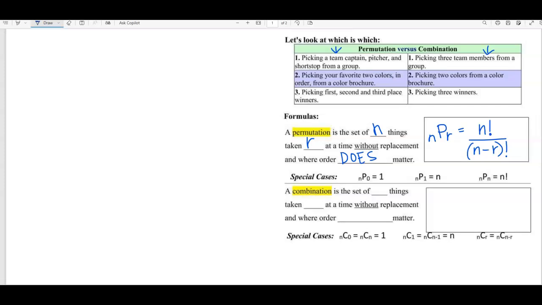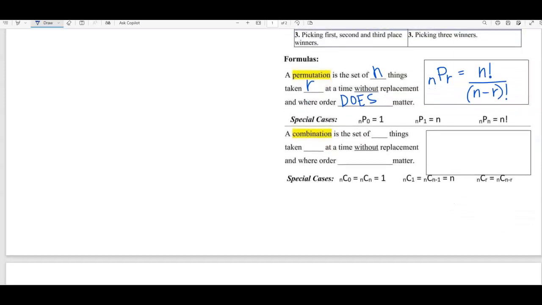Some special cases are labeled here. Those are just good to remember. When r is 0, it's equal to 1. When r is 1, it's equal to n. And when n and r are both equal, this just equals n factorial. So keep a lookout for those special cases.